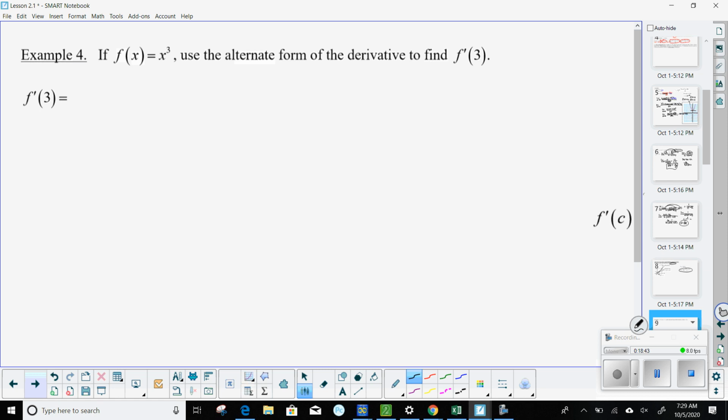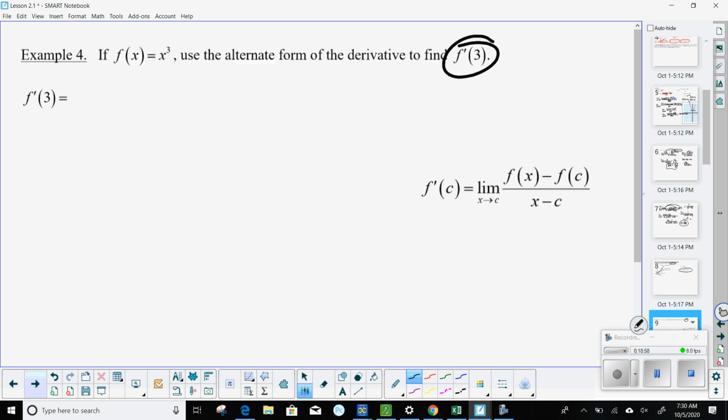All right, so we got this problem. It says f of x equals x cubed. It says use the alternate form of the derivative to find f prime of 3. The reason why I would use that here, again, is because I'm finding it at a specific point, when x is equal to 3. Here's our formula right here, if you want to have that in front of you.